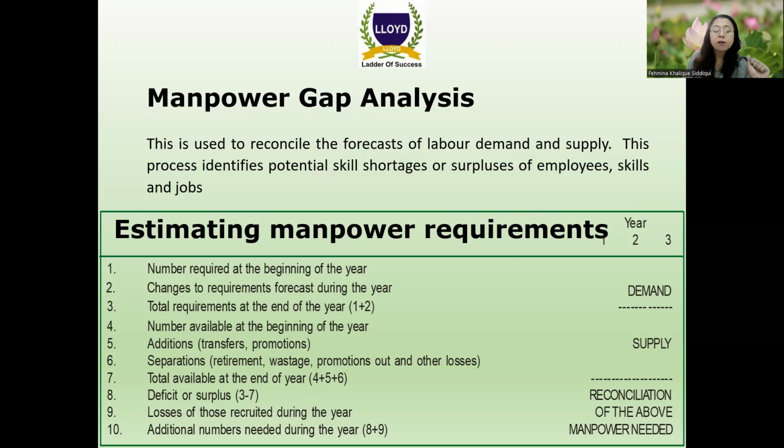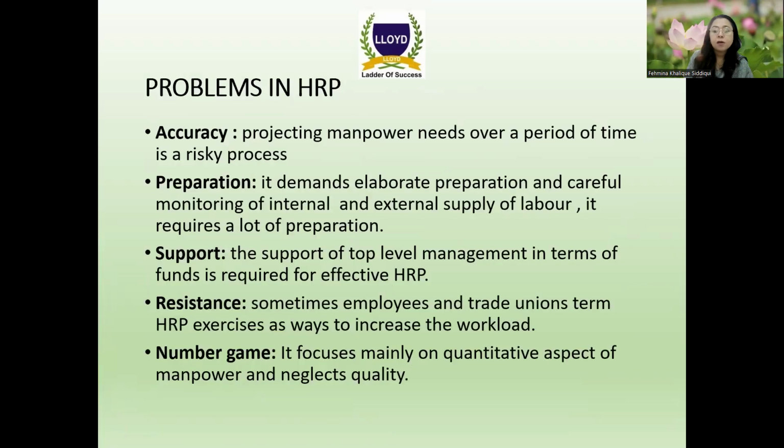Then we will also deduct retirements or wastages or promotions and other people who quit the organization. We'll deduct them from this number. So we will have the total available at the end of the year, 4 plus 5 plus 6. And then there can be a deficit or a surplus of workforce. If there is a deficit of workforce, we'll go for recruitment and selection. If there is a surplus of workforce, we'll freeze the hiring. So this is all about human resource planning, demand and supply forecasting technique.